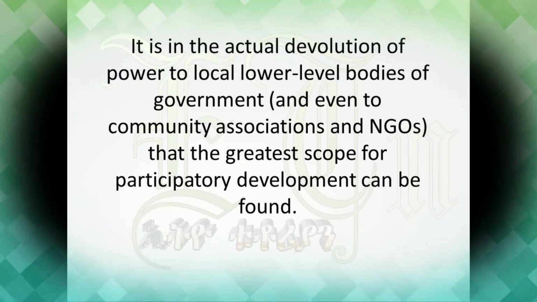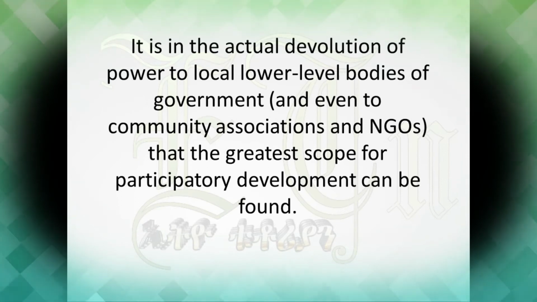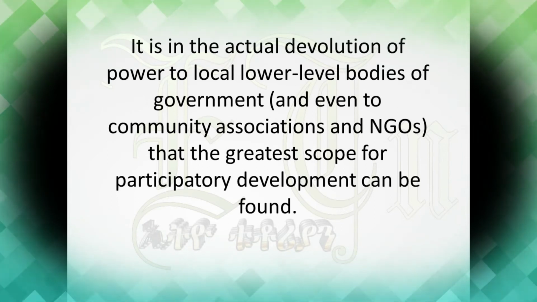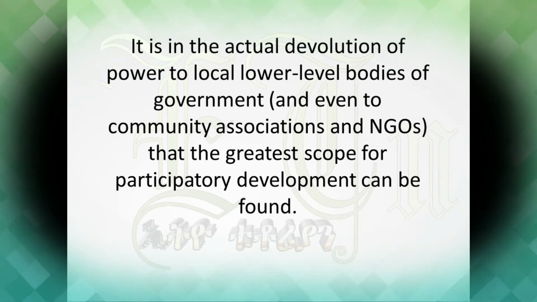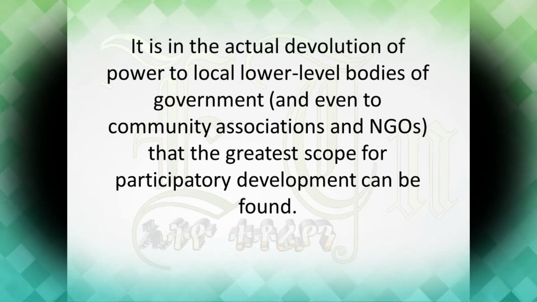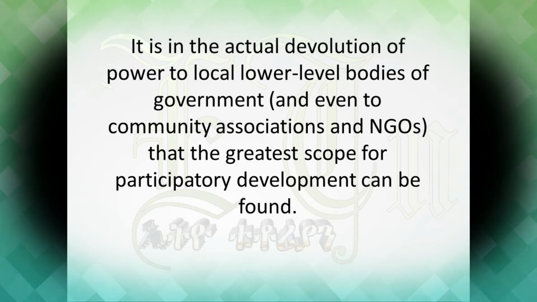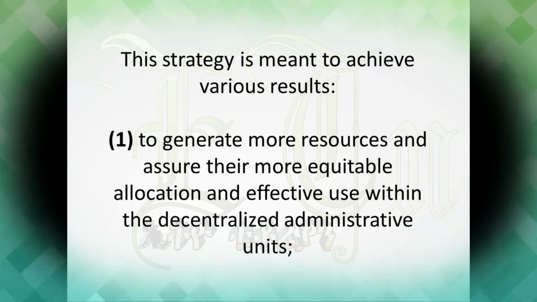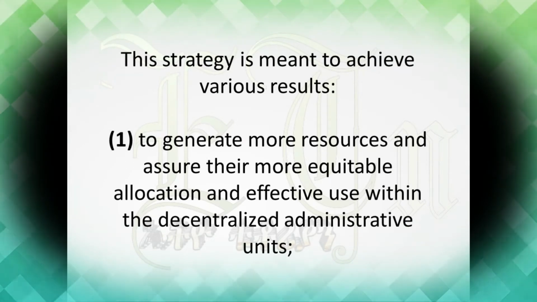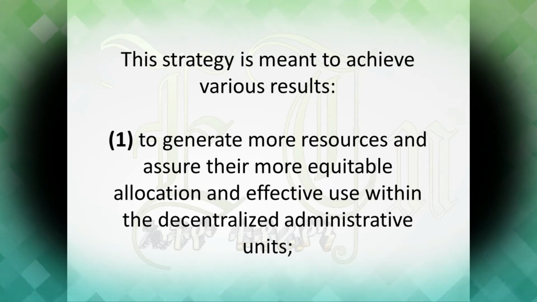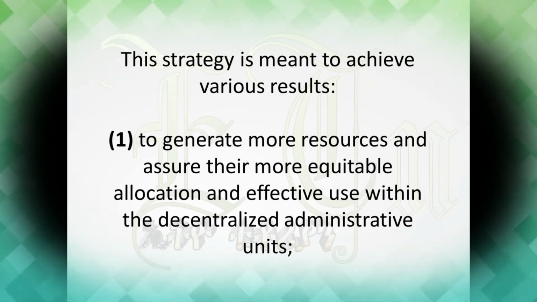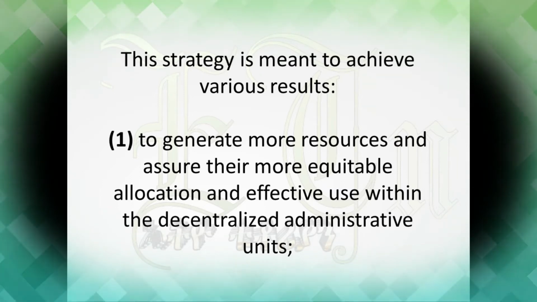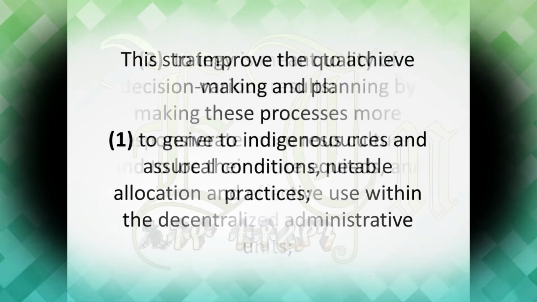government. It is in the actual devolution of power to local lower-level bodies of government, and even to community associations and NGOs, that the greatest scope for participatory development can be found. This strategy is meant to achieve various results. 1. To generate more resources and assure their more equitable allocation and effective use within the decentralized administrative units.